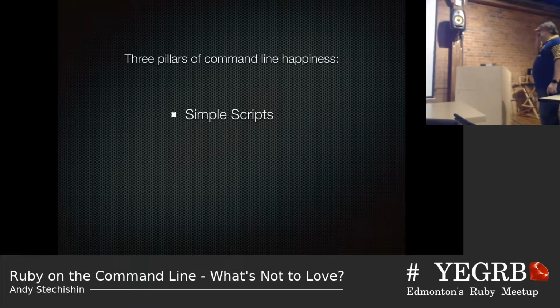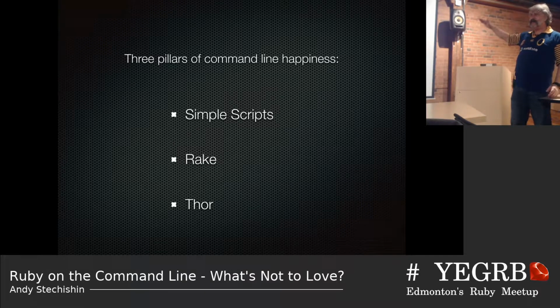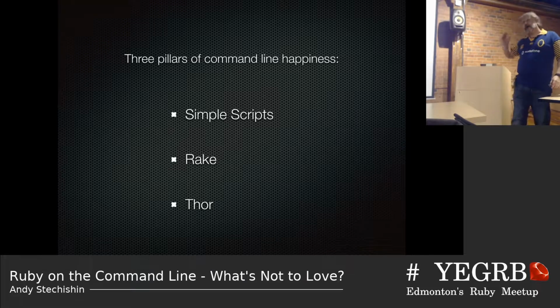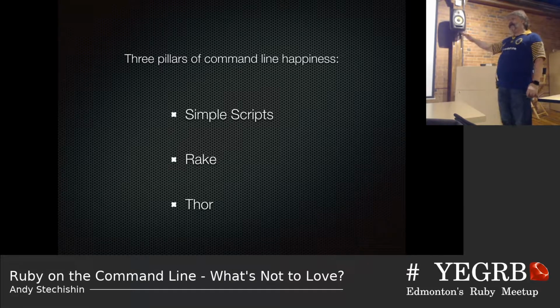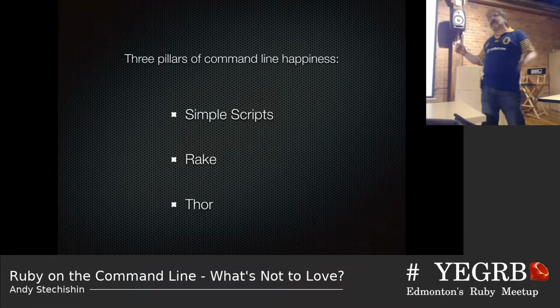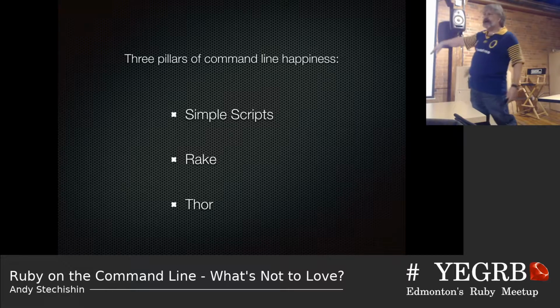So for me, my 3 pillars of command line happiness really fall into 3 different areas of things where I'm doing stuff. Either I'm writing really simple scripts, maybe I'm looking at Rake, depending on what I'm doing and so forth, or then I'm dropping into Thor as well, okay? And Thor is a gem/framework that you can use for doing command line work in Ruby. So I'm going to cover all these 3.